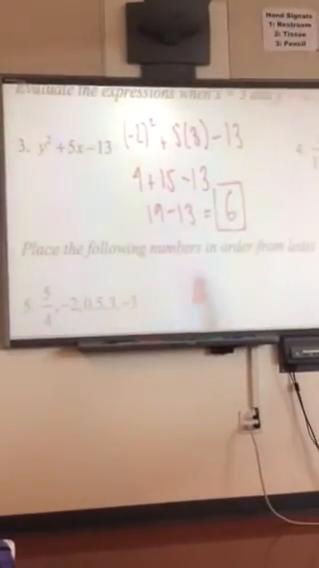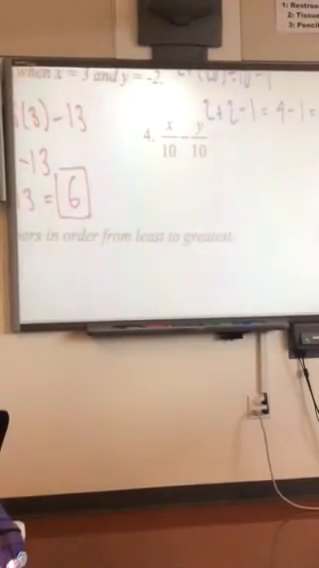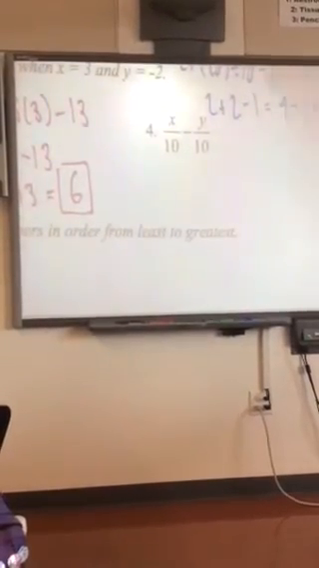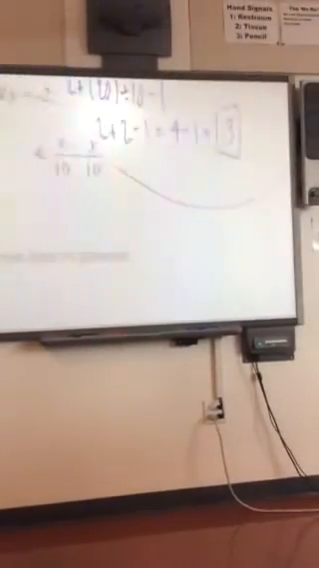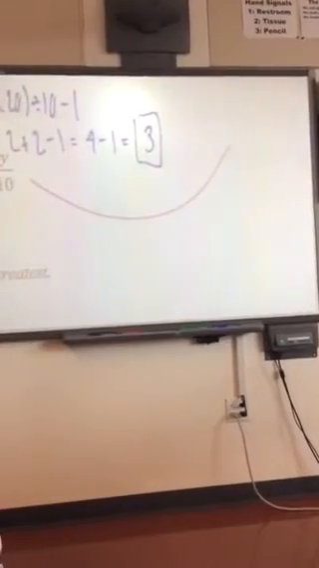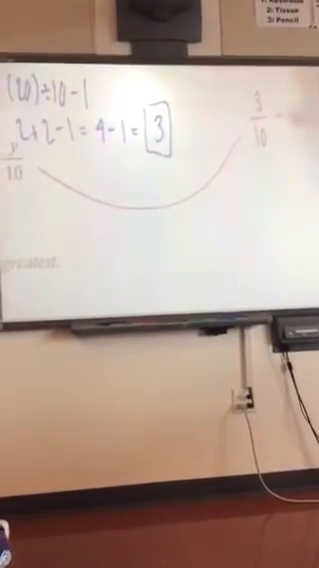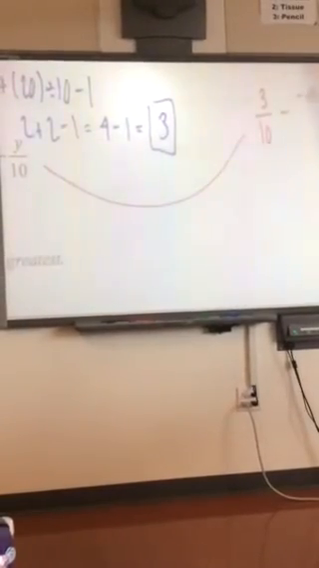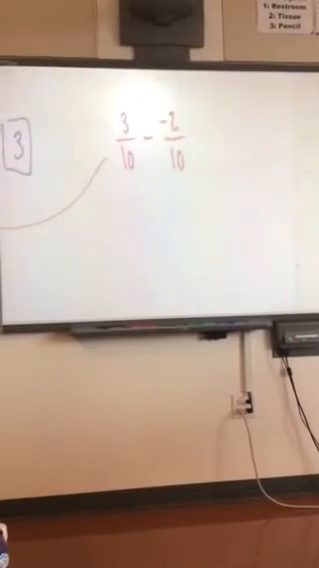All right. Number 4. x over 10 minus y over 10. So it's the same thing. We're going to substitute. I'm going to do it over here because we've got more room. So we're going to plug in the 3 in the x spot. So 3 over 10 minus y, which is negative 2, so it'll be negative 2 over 10. Like that.